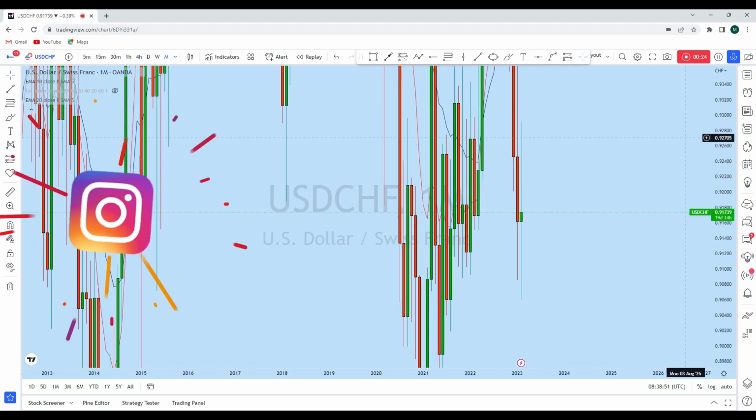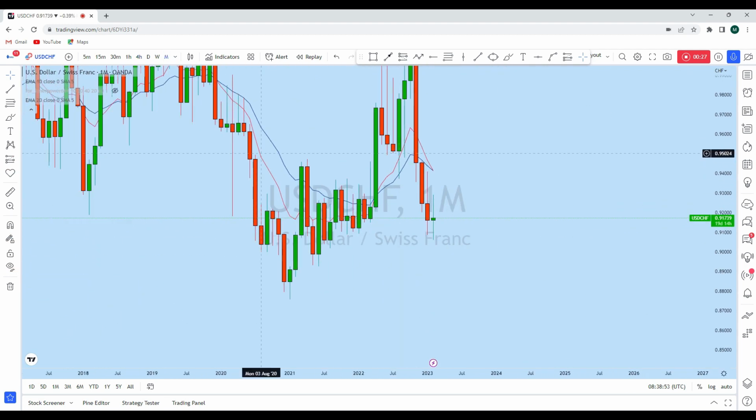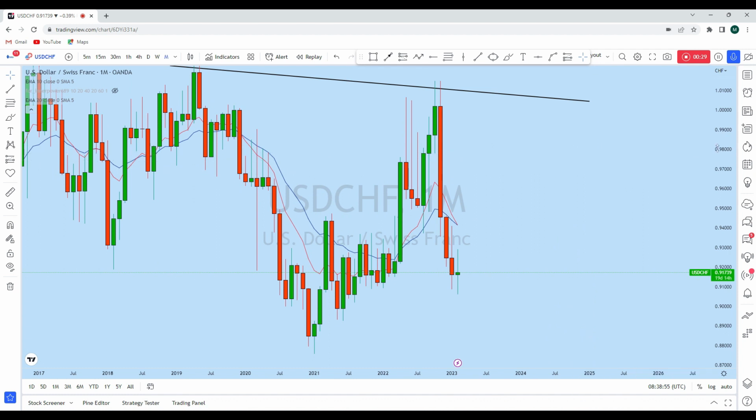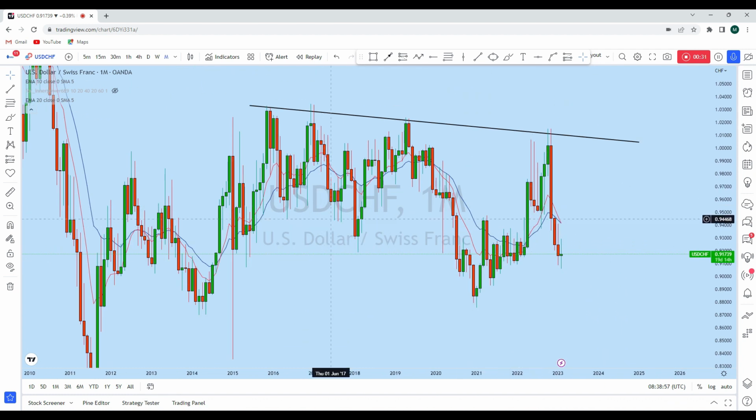Looking at the monthly perspective first, we see that USD CHF is a long-term bearish market. As you can see, historically there is a resistance zone here, and we saw a strong rejection from this resistance. When the price reached the same level, we have seen the same kind of reactions. Whenever the price hits this historical resistance level, the price rejects.